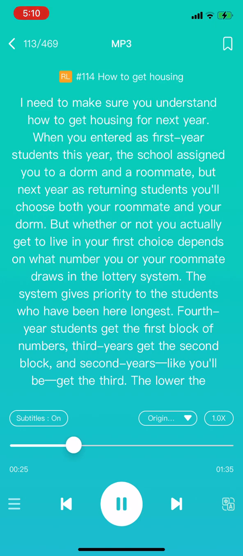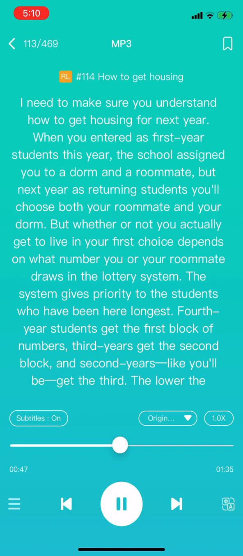The system gives priority to the students who have been here longest. Fourth-year students get the first block of numbers. Third years get the second block, and second years, like you'll be, get the third. The lower the number you draw, the sooner you choose. Number 1 gets the first choice. Number 2 gets the second choice, and so on.